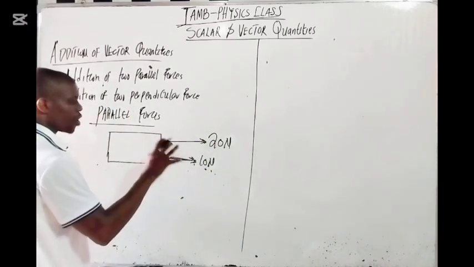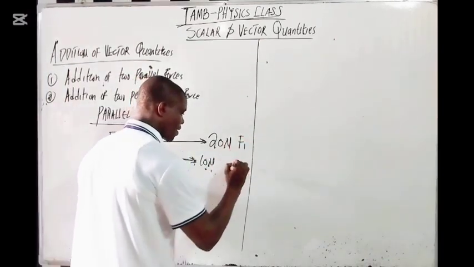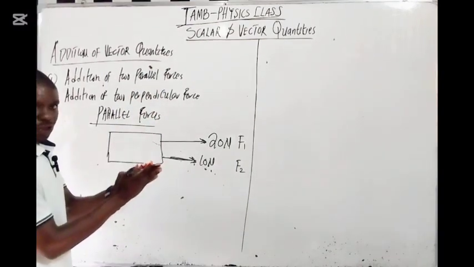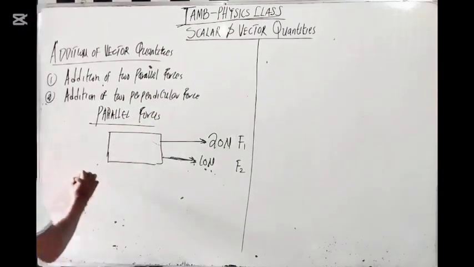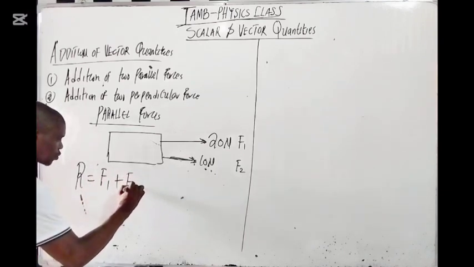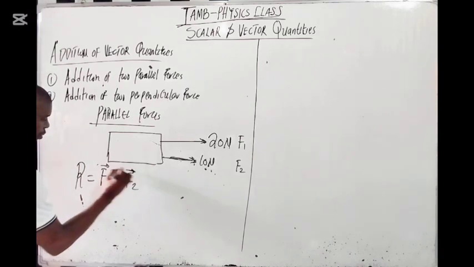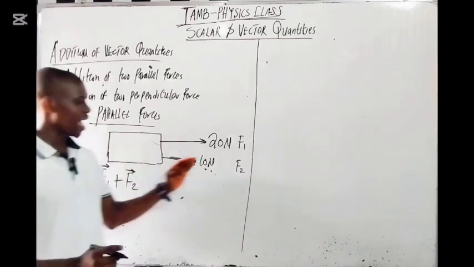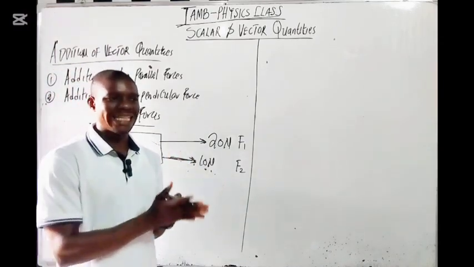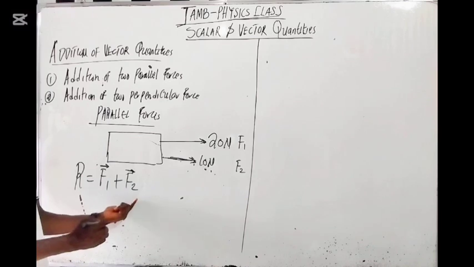Once two parallel forces are moving in the same direction, this is called force 1, and here we have force 2. The resultant force is going to be the sum, so the resultant force here is F1 plus F2. You must indicate this arrow here, they are in the same direction. So when two parallel forces are in the same direction, the resultant is summed together.